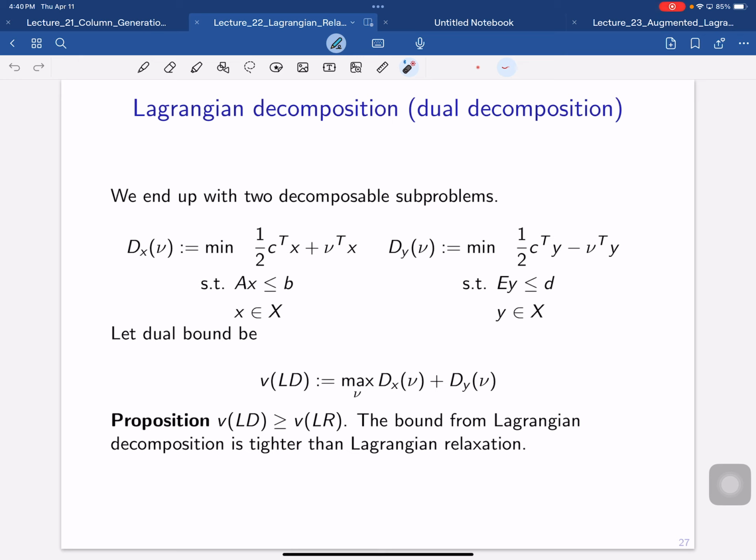Even if you don't know this proposition, I would guess that Lagrangian decomposition should give you a tighter bound. Otherwise, it's not worth doing that. You are solving something more expensive, and if it's even worse, then this algorithm is not worth doing at all. So when you are doing your research, it's a good practice to make some guesses on whether something is true or not before you prove it.